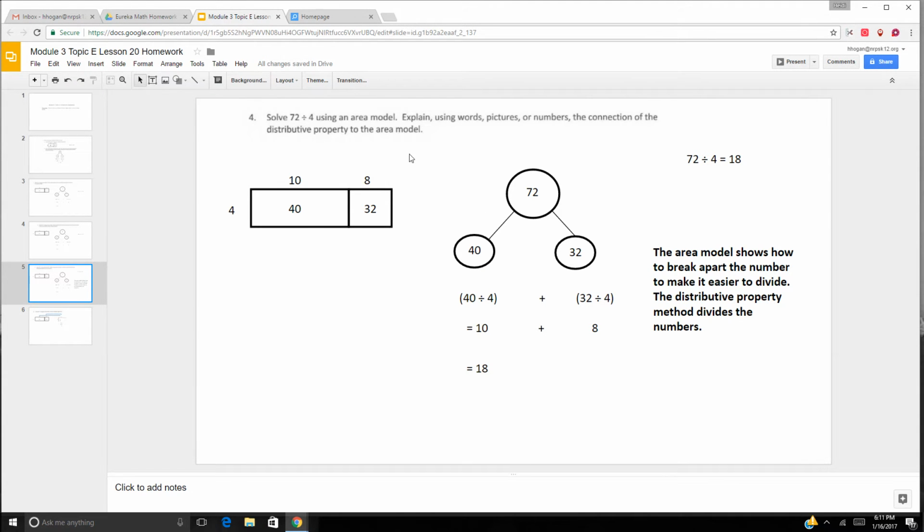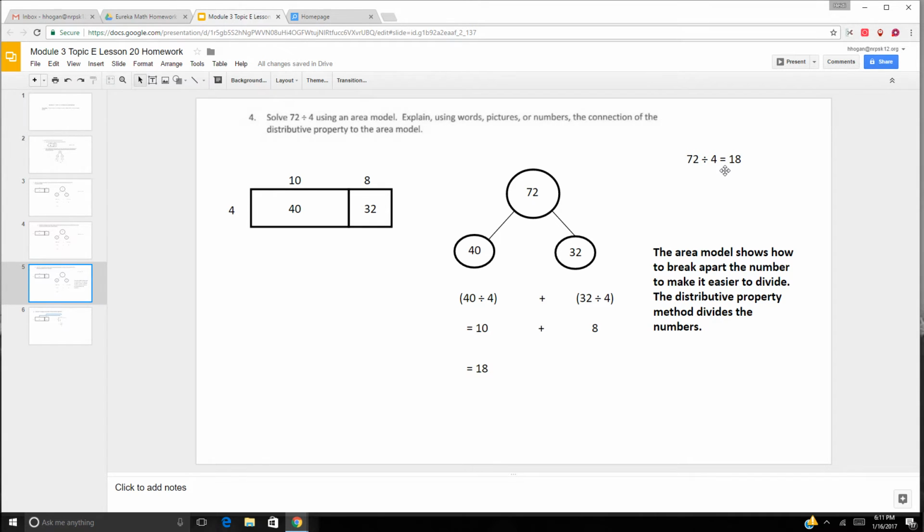This is asking us to do an area model and explain using words, pictures, or numbers a connection between this distributive property and the area model. So we're kind of just saying what we've learned. That if we have 72 divided by 4, again, we'd go with a 10. So 4 times 10 is 40, or 40 divided by 4 is 10. And 72 minus 40 is 32. 32 divided by 4 is 8. So our answer is going to be 18. 72 divided by 4 is 18.